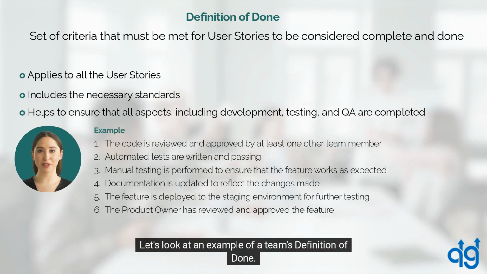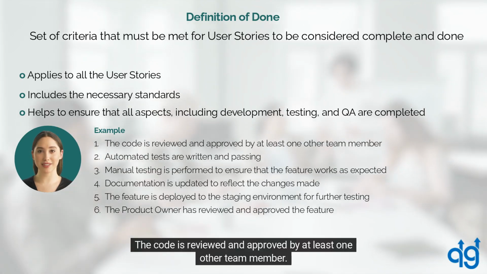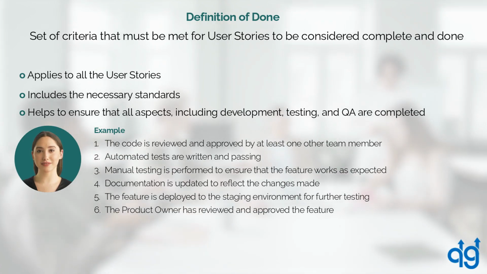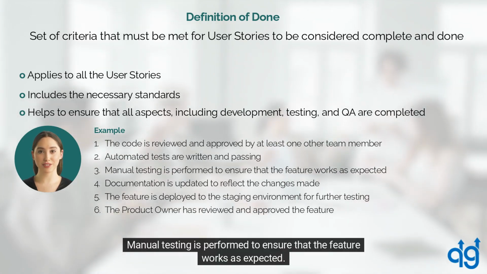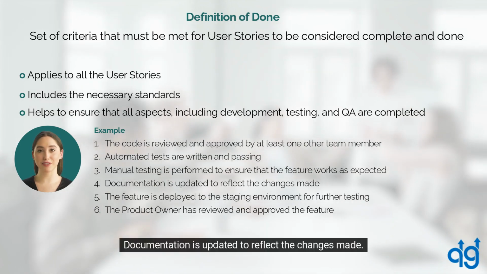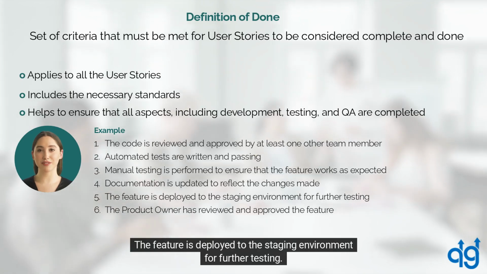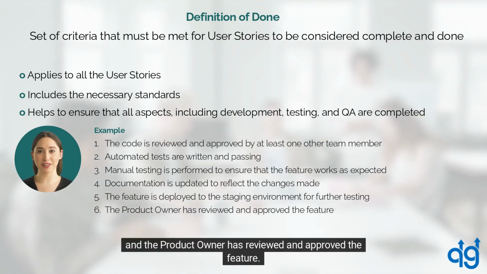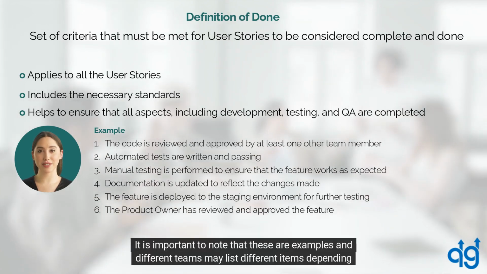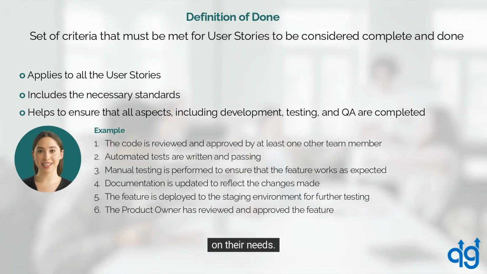Let's look at an example of a team's definition of done. The code is reviewed and approved by at least one other team member. Automated tests are written and passing. Manual testing is performed to ensure that the feature works as expected. Documentation is updated to reflect the changes made. The feature is deployed to the staging environment for further testing, and the product owner has reviewed and approved the feature. It is important to note that these are examples and different teams may list different items depending on their needs.